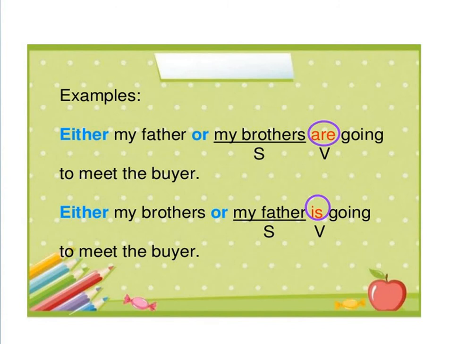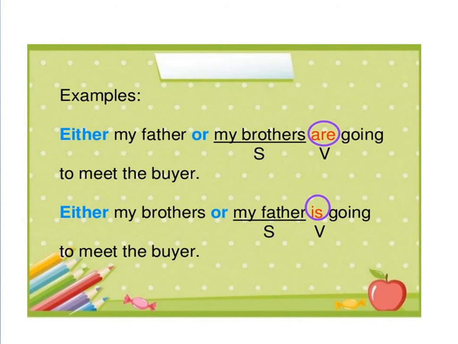Either my father or my brothers. Like we have said, when the sentence is joined by "either...or", then we have to write the verb according to the nearer subject. Here, my brothers is the subject nearer to the verb. Brothers is plural, so we add "are going to meet the buyer".